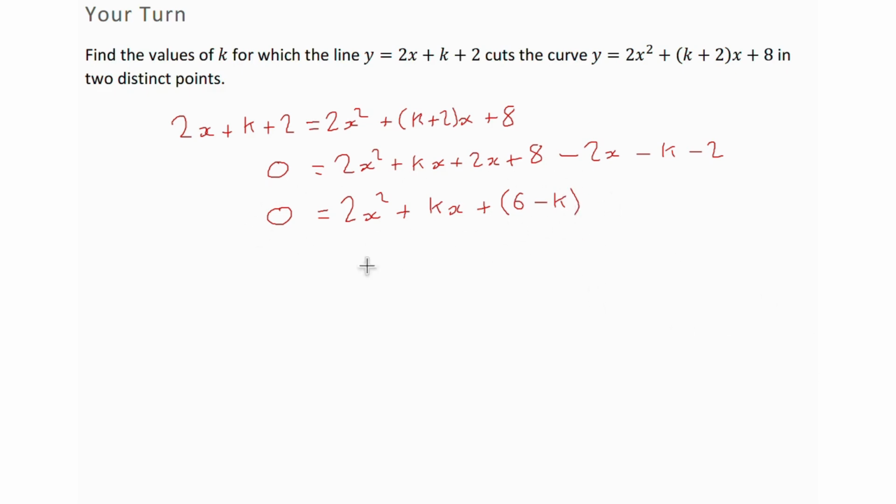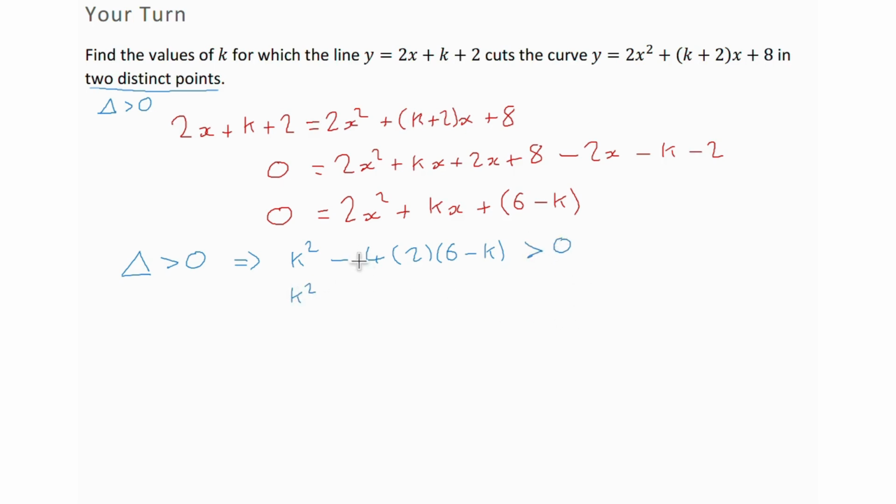So here's my quadratic that I get when I put these two equal to each other to find where they intersect. And the fact that it has two distinct points of intersection means that this quadratic's discriminant must be greater than 0. The discriminant being greater than 0 means there are two solutions to this quadratic, which means there are 2 points where they intersect. So given that the discriminant is greater than 0, we know that b squared, which in this case is just k squared, minus 4 times a, which is 2, times c, which is 6 minus k, must be greater than 0.